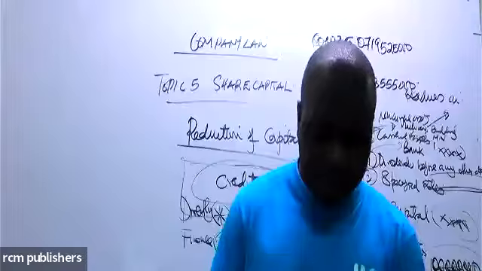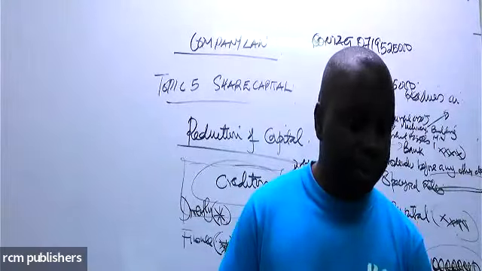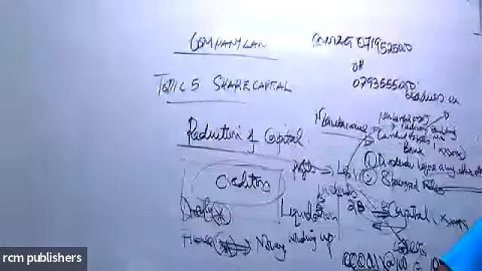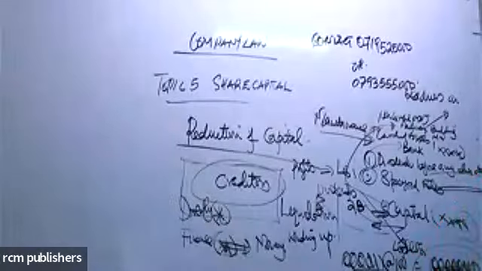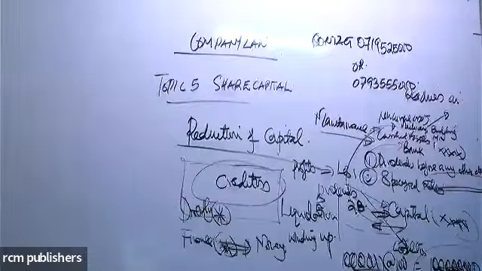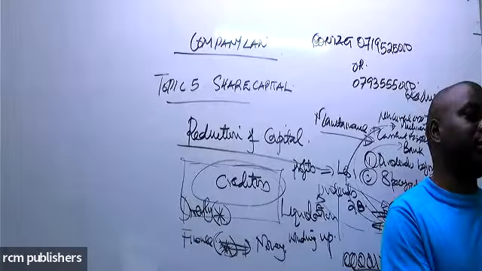It says distinguish between a private and a public company. So how many marks was it? 4. So how do you distinguish? One distinction: transfer of shares. Number 2: the membership in a private company, the minimum membership is 1 up to a maximum of 50. What about a public company? Minimum is 7 and maximum, no limits.